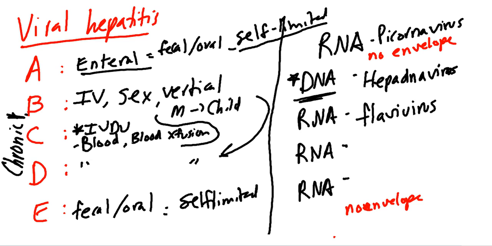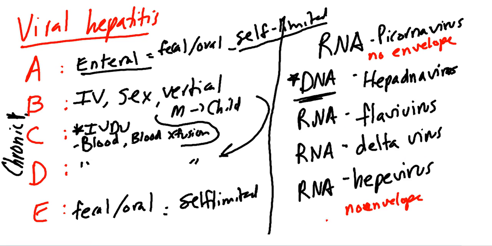Flavivirus, okay? And then, like I said, class D, the hepatitis D virus, this one's going to be unclassified. It'll just be called a delta-like virus, delta virus. And then E will be a hepevirus.